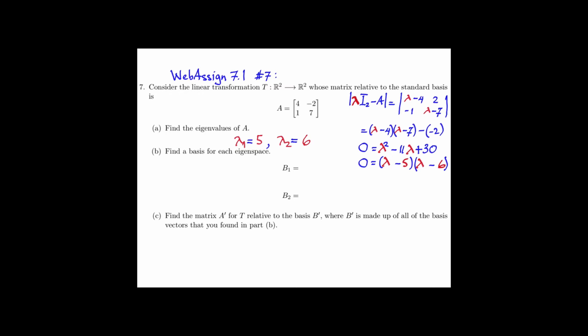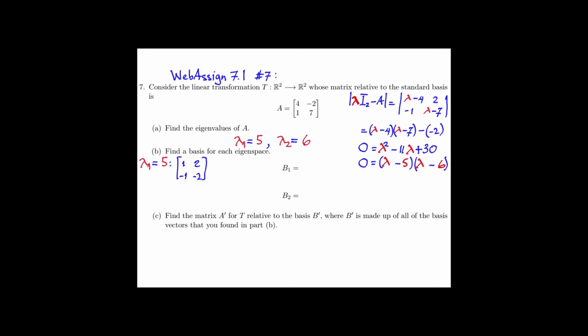Now to get the eigenvectors associated with these two eigenvalues, we have to set up the 2x2 matrix lambda I minus A for each of the lambdas. The first one is the matrix 5 times I minus A. The first entry is 5 minus 4, which is 1. The second entry is 0 minus negative 2. The third entry is 0 minus 1. The last entry is 5 minus 7, which is negative 2.